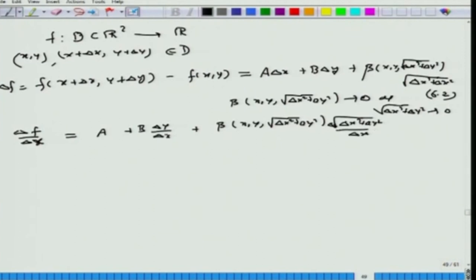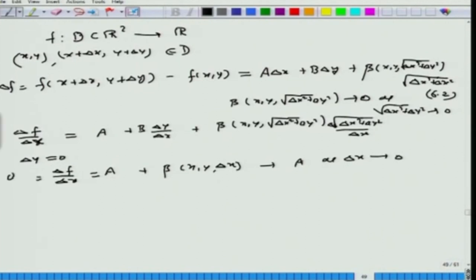Let us say we take delta y to be 0. Then we see that delta f over delta x is a plus beta x y times delta x over delta x. So, this goes to 0, this goes to a as delta x tends to 0, which is the particular case, because delta y we have taken 0 here. So, this condition will be satisfied. So, a is nothing but del f by del x, the partial derivative, in the limit of delta x tending to 0.